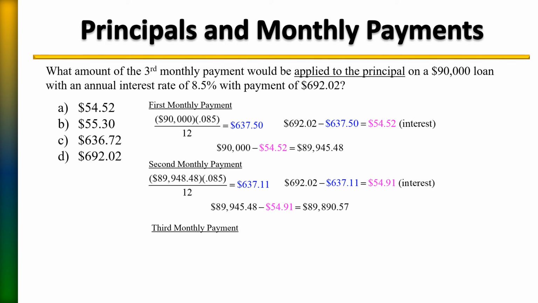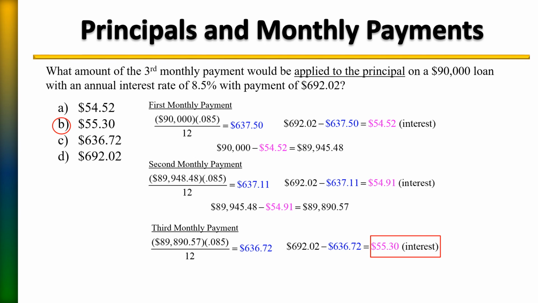So multiplying the balance from our second monthly payment times 0.085 divided by 12 is going to give us $636.72. Go ahead and subtract that from your monthly payment, which is going to give you $55.30. That's going to be applied to the principal.